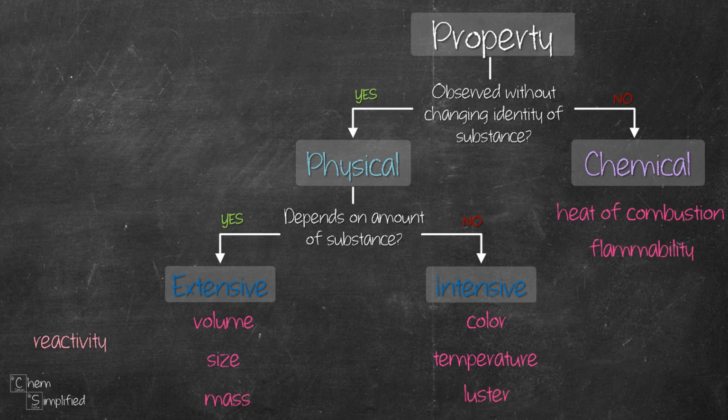Last but not least, reactivity. If a substance is reactive towards water, for example, it will react with water to form other substances. That means its chemical identity will definitely change. That makes it a chemical property.